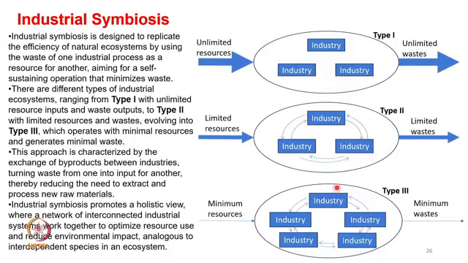So in an industrial ecosystem, there are multiple options. One is of course type 1, with unlimited resource input and unlimited waste, and there is no interaction between industries. And type 2 and type 3, wherein there are limited or minimum resources input, and basically minimum to limited waste output. This approach is typically characterized by exchange of byproducts between industries, turning waste from one into an input of value for another, and thereby reducing the need to extract more processed raw material. That's why you only require minimum resources. So industrial symbiosis promotes a holistic view wherein the network of interconnected industrial systems can work together to optimize resources, thereby minimizing environmental impact.